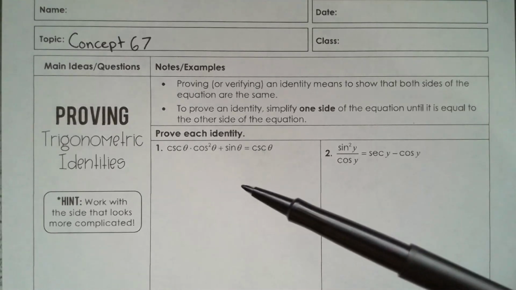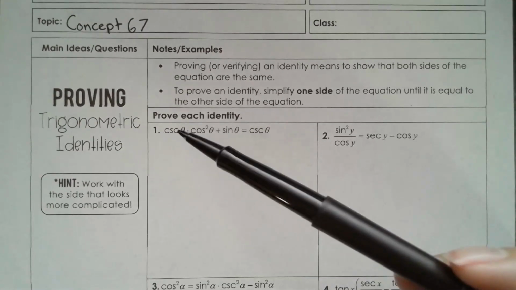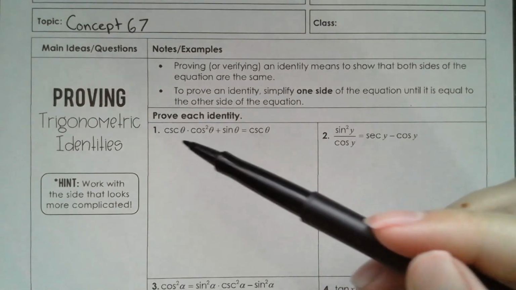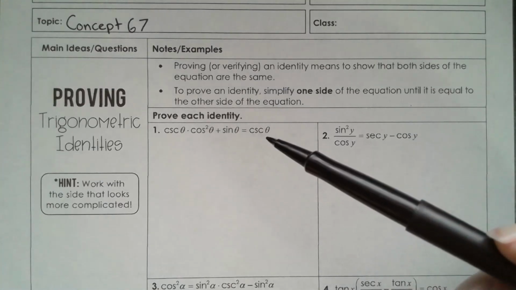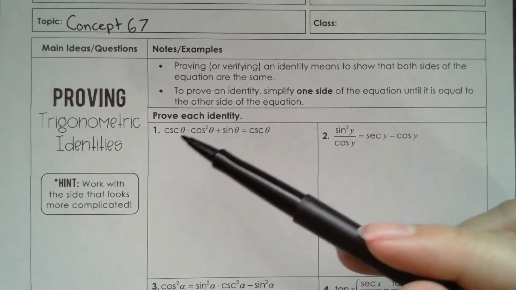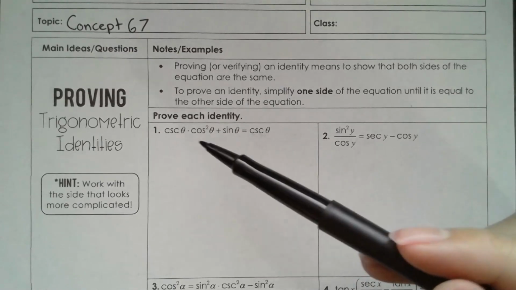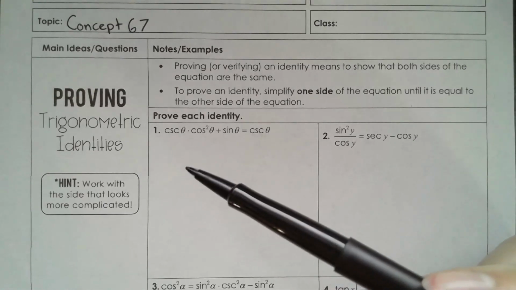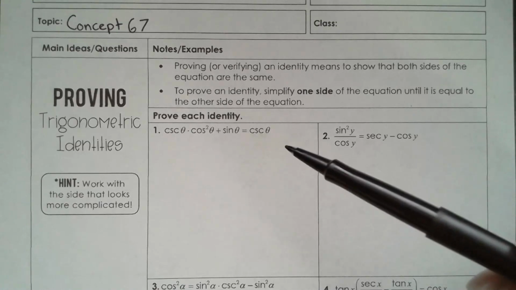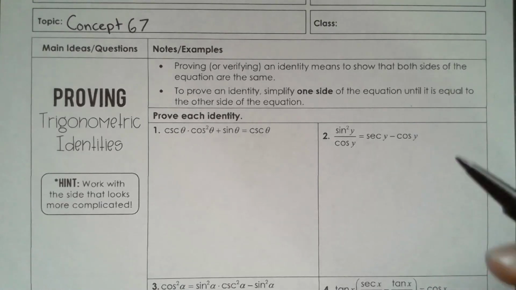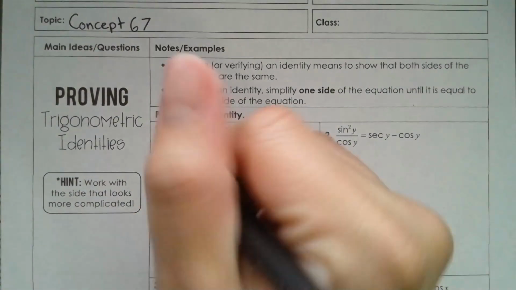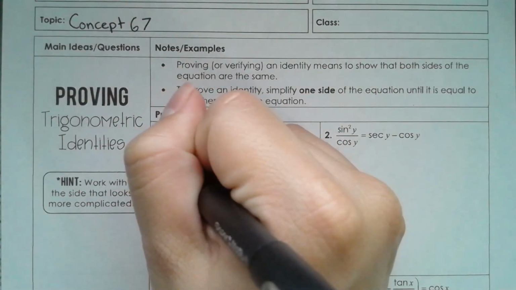Okay, so looking at this first one, here's the equal sign. Obviously the left side looks more complicated than the right side, so we're going to take this advice and work with the left side. We're going to simplify it until it becomes cosecant theta, in other words. So first one, cosine theta is going to become 1 over sine theta.